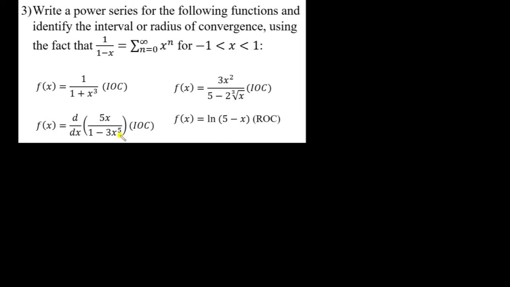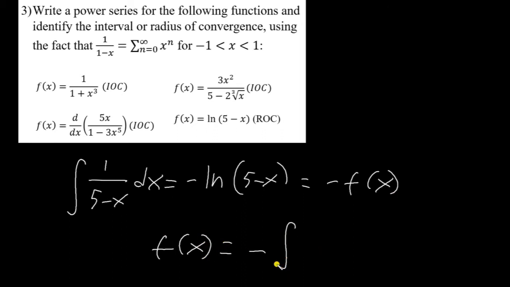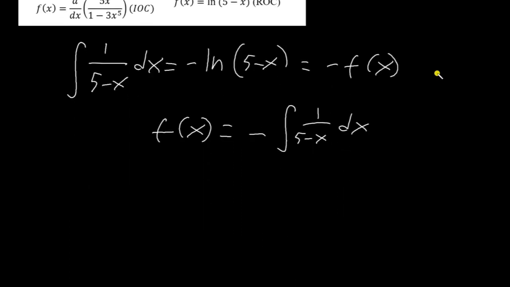The way we're going to approach this problem is we're going to notice that if I were to take the integral of 1 over 5 minus x dx, this would be equal to the negative natural log of 5 minus x, which is equal to negative f of x. So f of x is equal to the negative integral of 1 over 5 minus x dx. That's the key insight here. So I'm going to just focus on this 1 over 5 minus x part, okay?